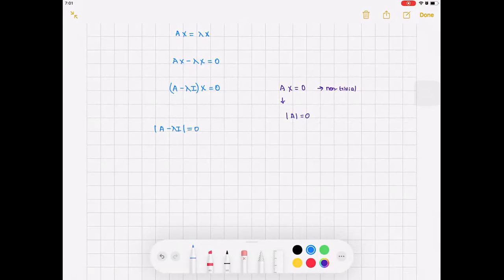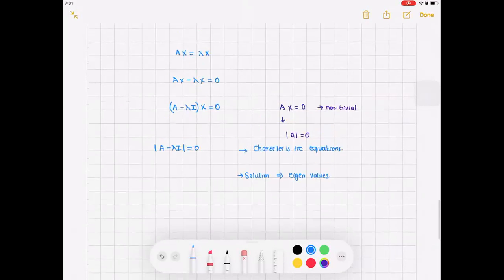So this gives us a polynomial equation, what we call the characteristic equation. The solution of this characteristic equation is nothing but the eigenvalues.